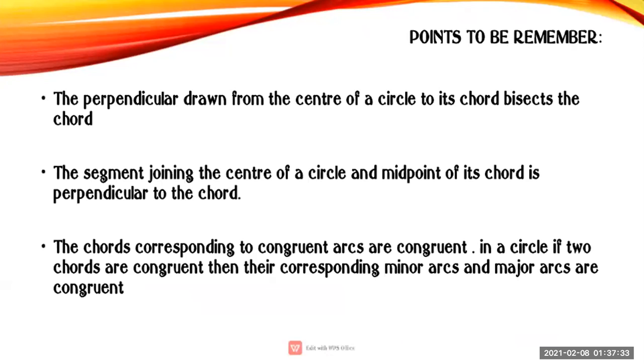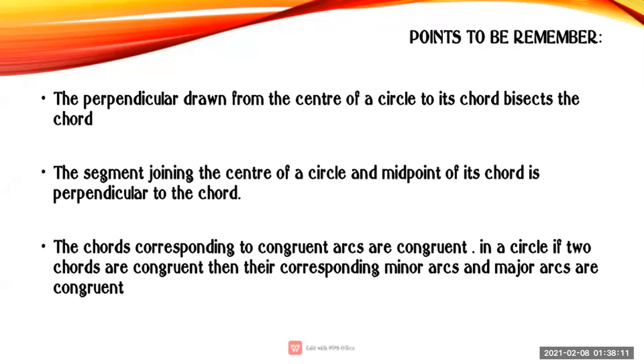First, the perpendicular drawn from the center of the circle to the chord bisects the chord. Whatever perpendicular is drawn from the center of the circle to its chords always bisects the chord. Next property, the segment joining the center of the circle and the midpoint of its chord is perpendicular to the chord. Whatever segment joins the center of the circle and the midpoint of its chord is always perpendicular to the chord.